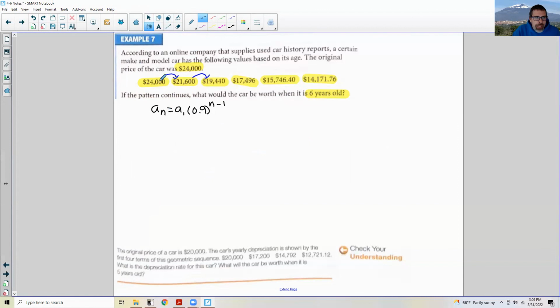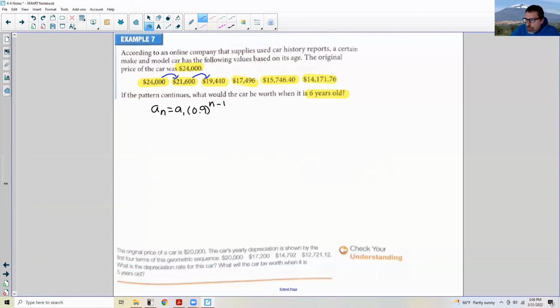So what does the question ask? What would the car be worth when it is 6 years old? This is the original price. 1 year old, 2 years old, 3 years old, 4 years old, 5 years old. What would the car be worth when it's 6 years old?